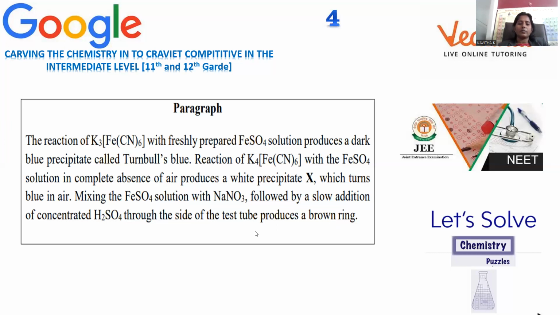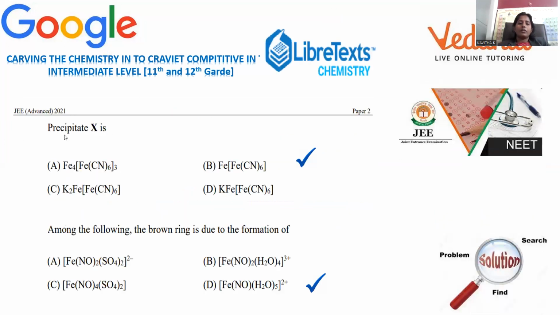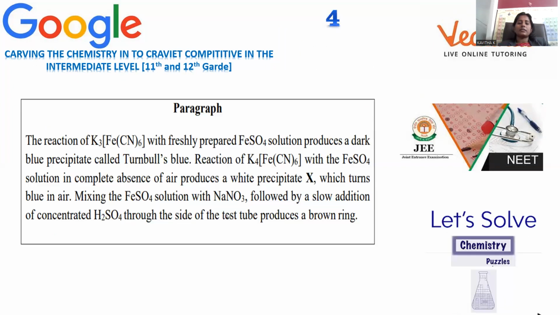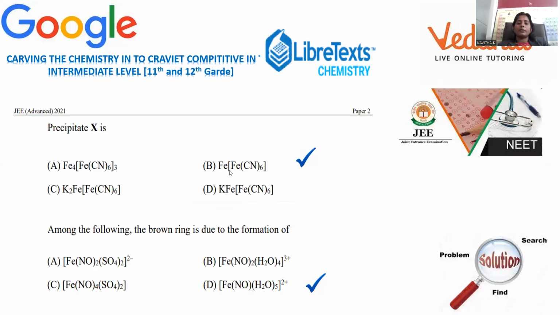Let's see how we can explain that one. For precipitate X, what is the compound X in this? Compound X for what? K4[Fe(CN)6] means Fe+2 will be there, treated with FeSO4. At that condition, the compound formed will be ferrocyanide. This will be the correct answer.